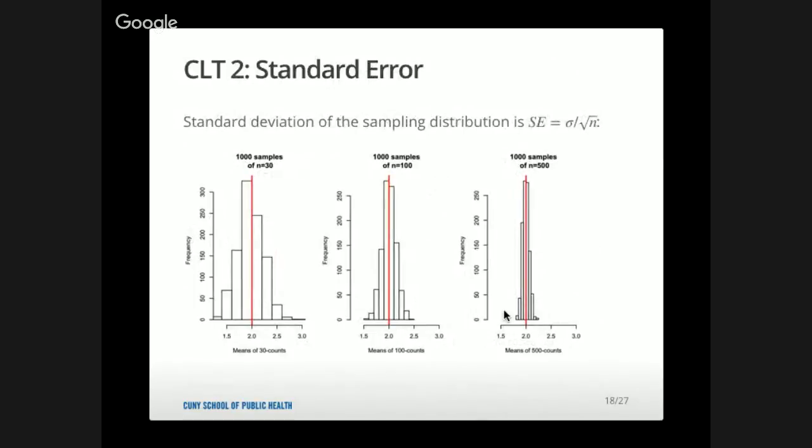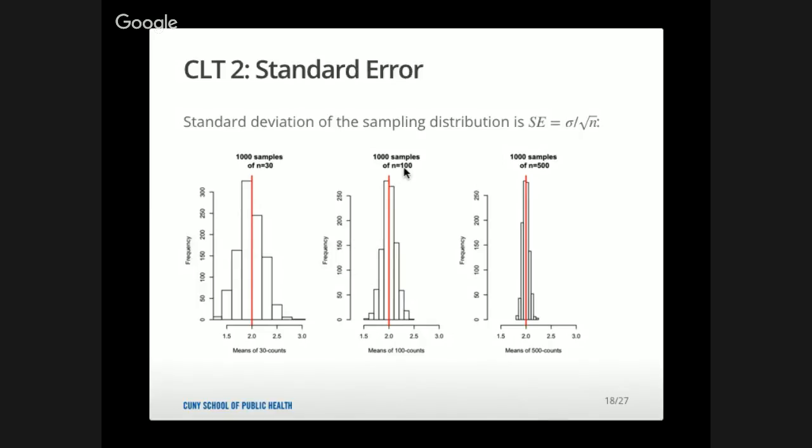The standard error is equal to the standard deviation of the population divided by the square root of the sample size. The effect of this we can look at by plotting the distribution of means. So I'm drawing 1,000 samples of size n equal to 30. And here is the amount of spread we have, from about 1.4 to 3.